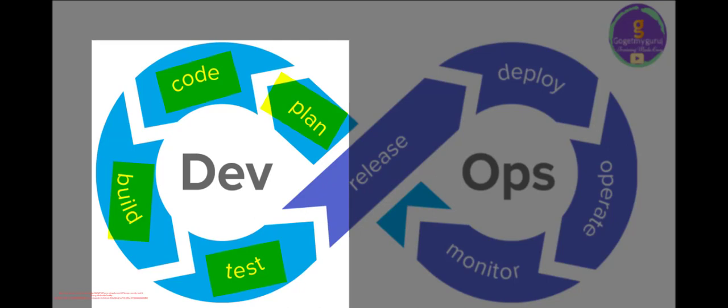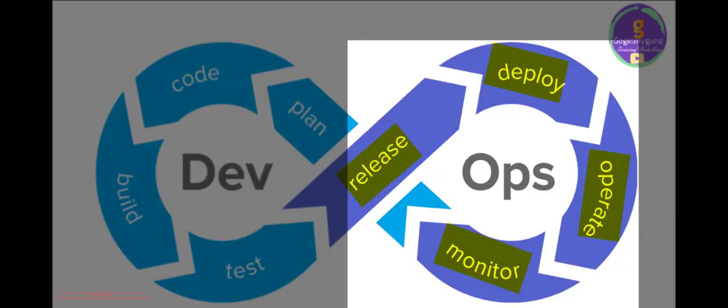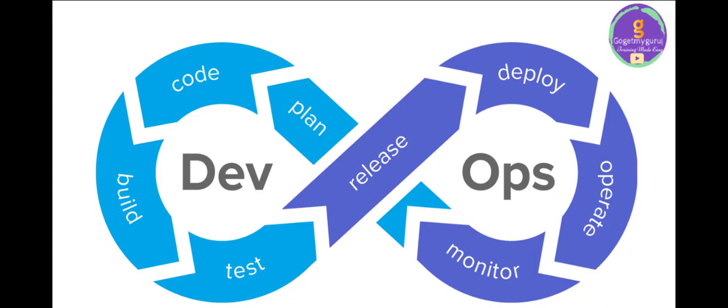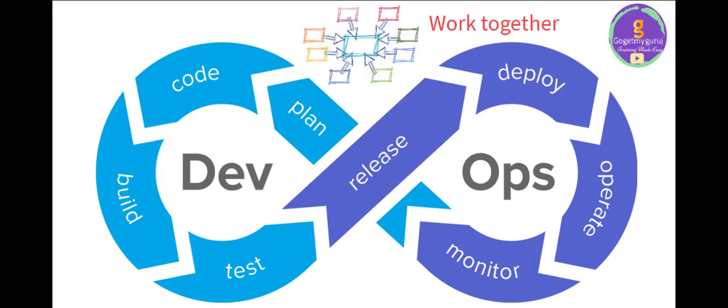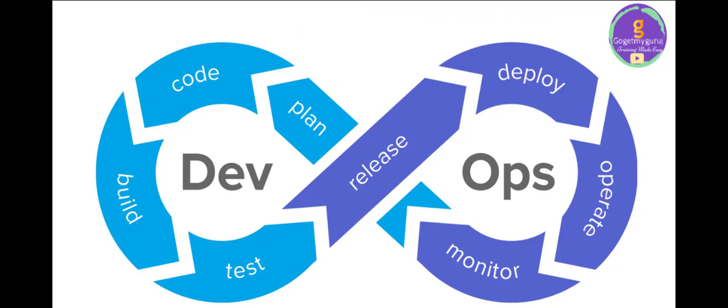Here, plan, code, build, test are the phases included in the development team. Release, deploy, operate, monitor are the phases included in the operation team. Both the development team and the operation team work together simultaneously so that there will be no confusion. Next, we'll discuss each phase one by one.